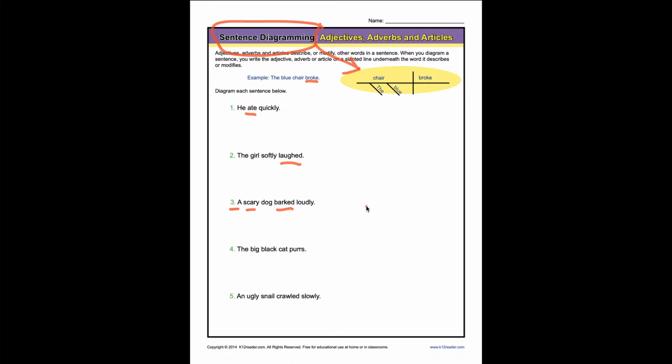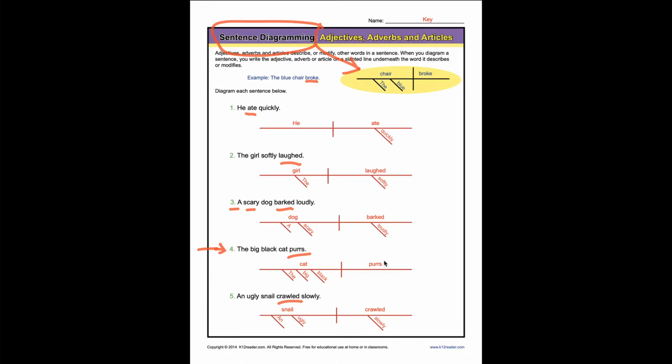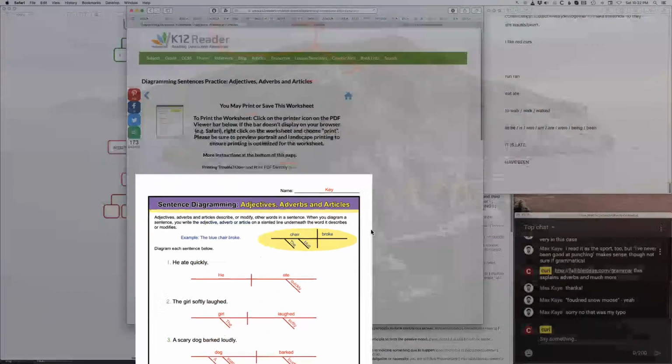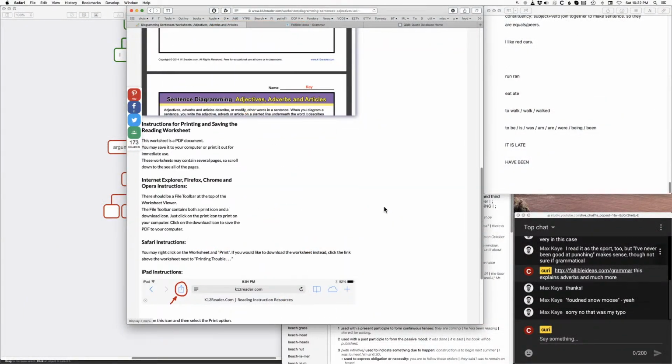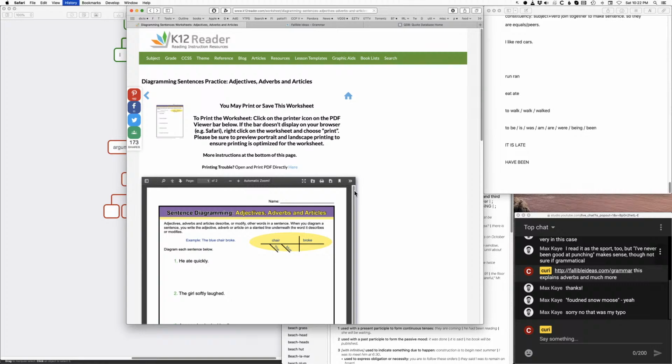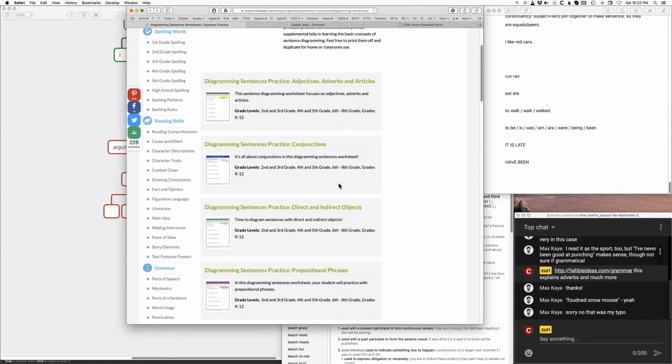Okay, I think we're getting to too many things. I'm gonna focus on verbs. Okay, might also do adverbs. Probably not. Okay. The big black cat purrs. Yep. Crawled. Yep. Okay. Okay, end of that worksheet. Are there more worksheets? Do I just go back? Go back. Okay, so that was the first one.